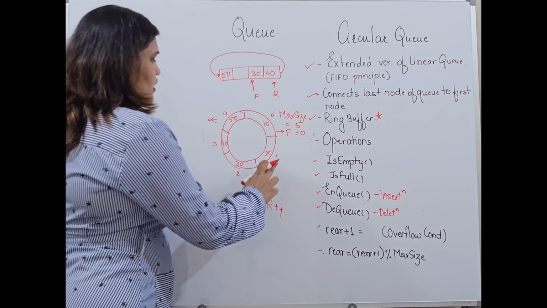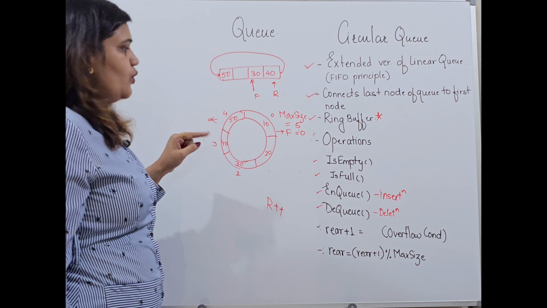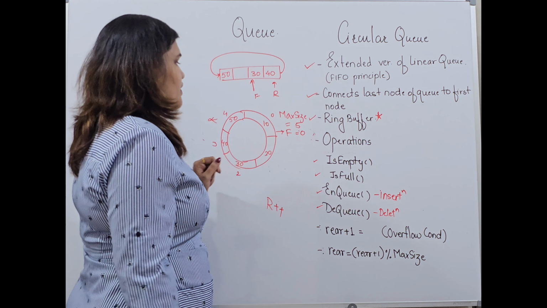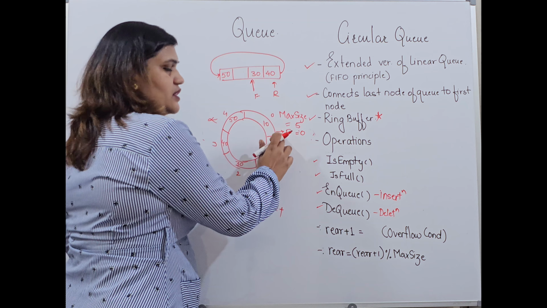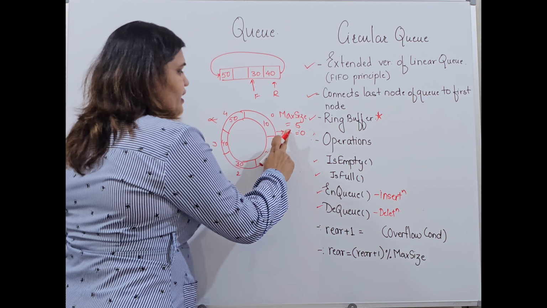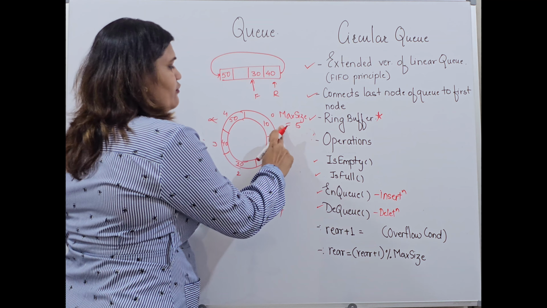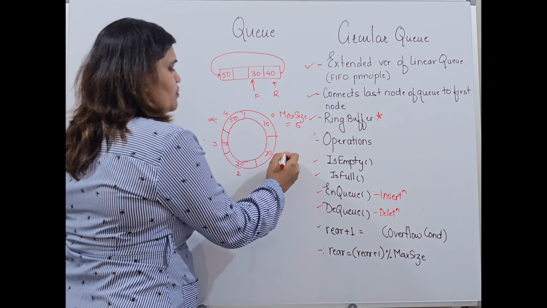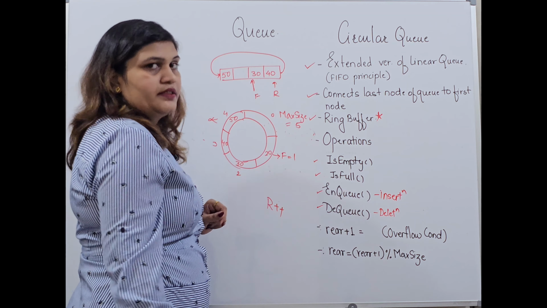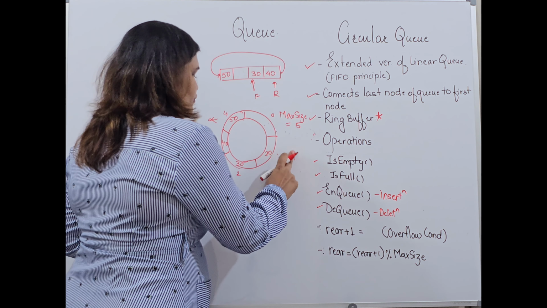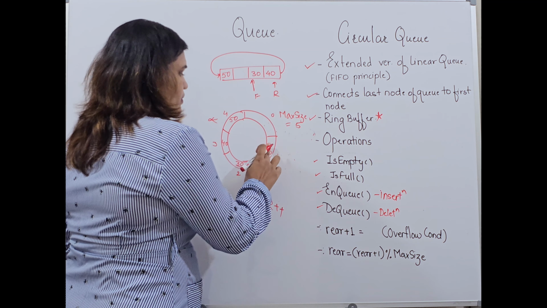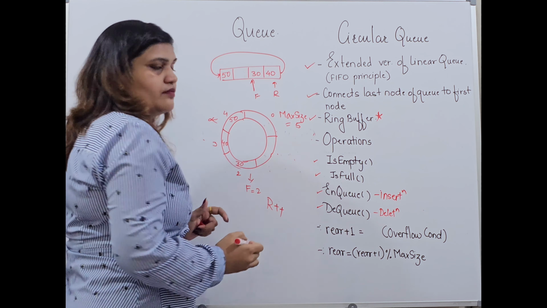Can you see that? Now, I want to delete the element. I know that it is first in, first out. So whichever element is at my first, that is front, from there my deletion will start. So I'll have to increment my f. My f, which was 0, will now increment to 1. Automatically this element will be deleted. I'll increment my f to 2.